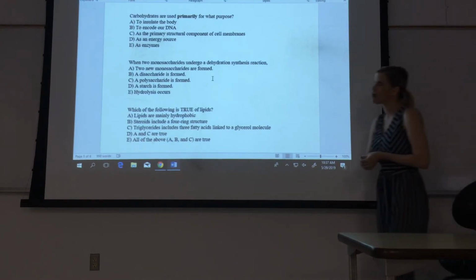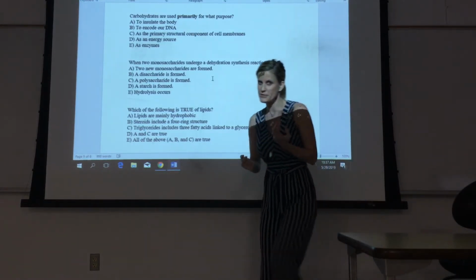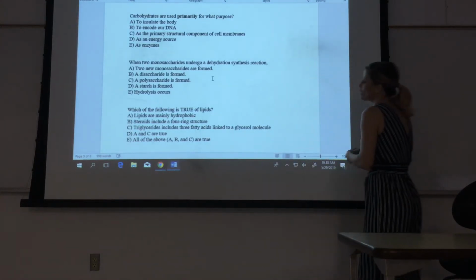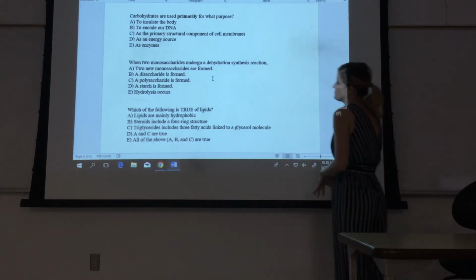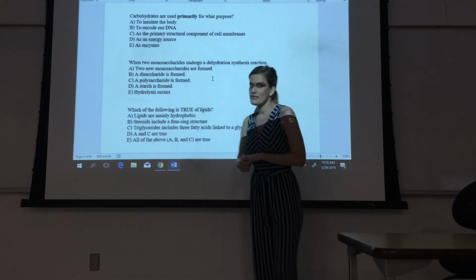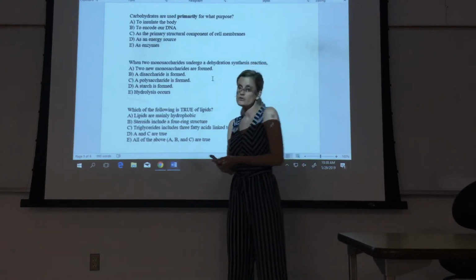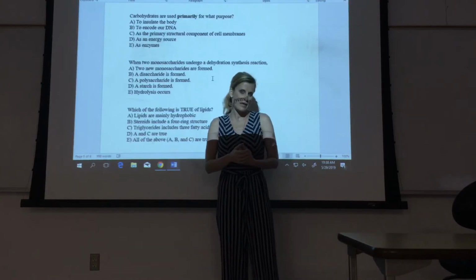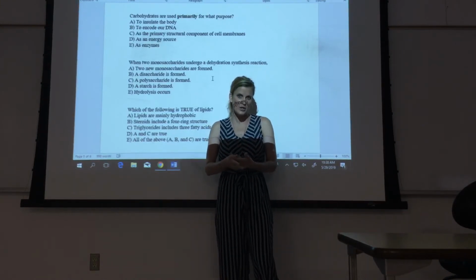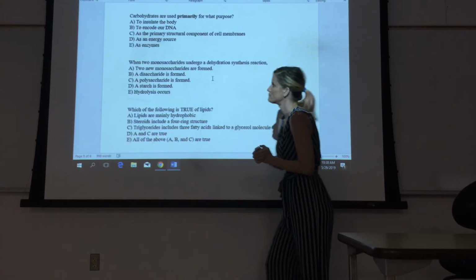Carbohydrates, again, carbohydrates are sugars and starches. Carbohydrates are used primarily for what purposes? Again, without even looking at the answers, I know that we use carbohydrates for fuel, right? We use sugars mainly or first to make ATP, our cellular energy. So we use sugars for fuel.